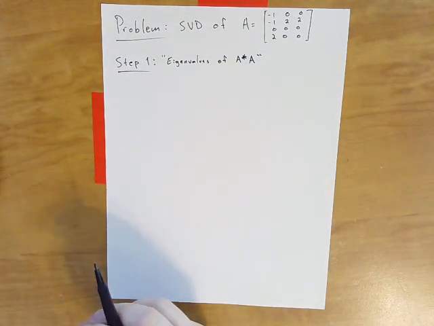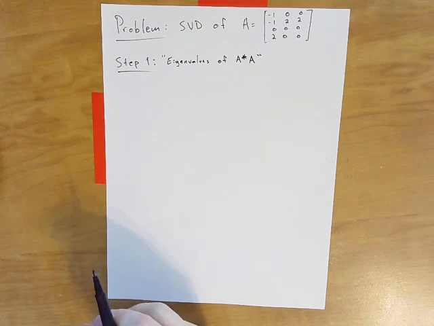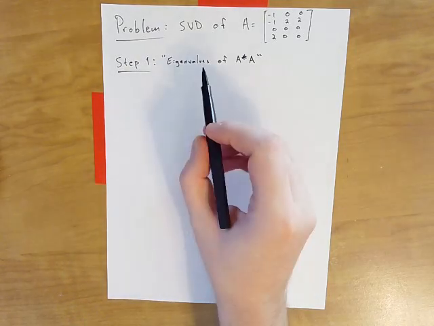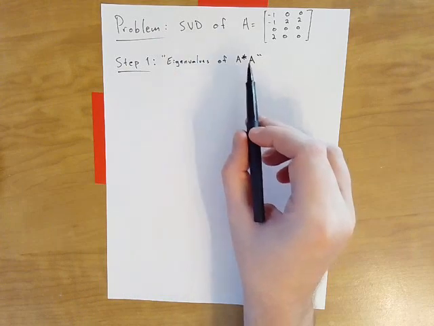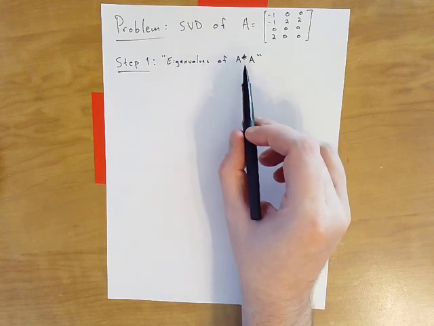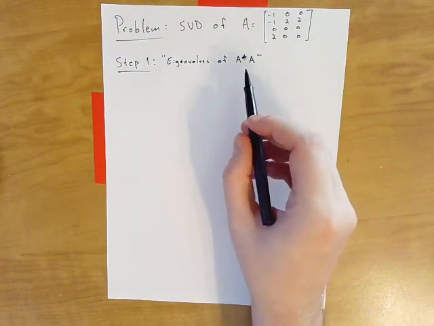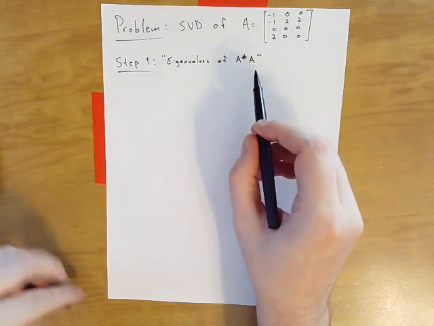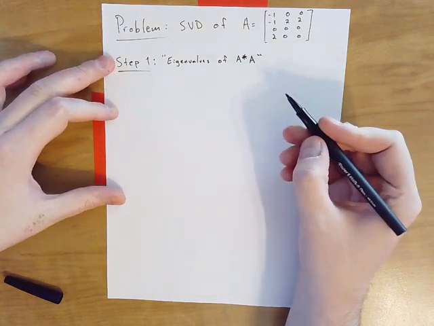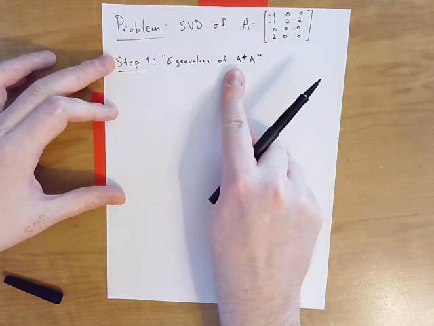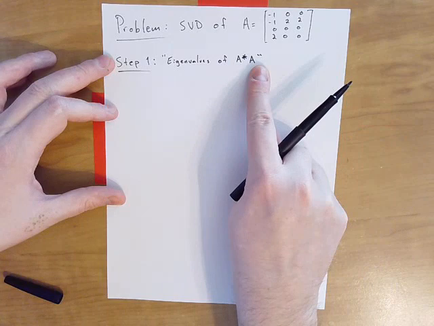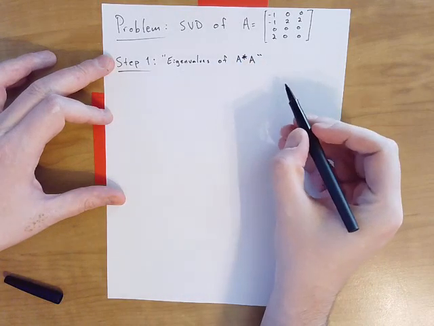Our primary tool for finding eigenvalues is the characteristic polynomial of a matrix. So let's look at the characteristic polynomial of the Gramian of this matrix and see if we can't factor it. Before we look at that characteristic polynomial, we need to actually calculate the Gramian. So let's figure out what this matrix is. So we need to take the conjugate transpose of A and then multiply by A. So what is the conjugate transpose of A?